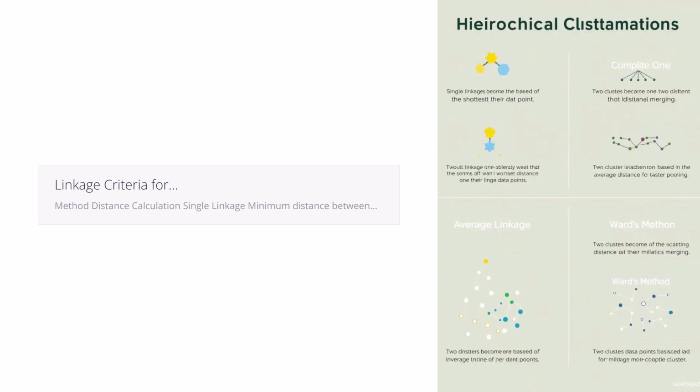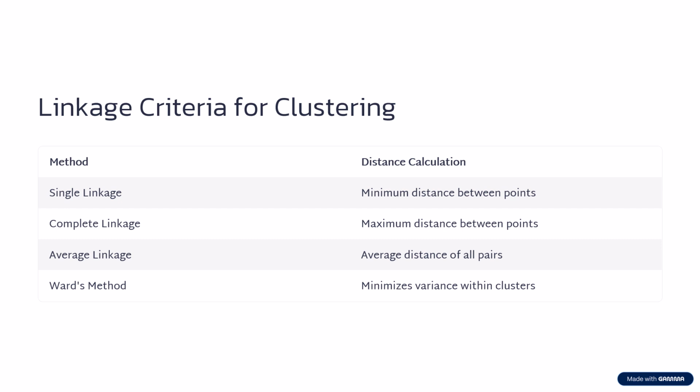Next, we understand the linkage criteria for clustering. Linkage criteria are rules used to decide how to measure the distance between clusters when merging or splitting them in hierarchical clustering. They help determine which clusters should be joined next. There are four main types. We understand them one by one. First is single linkage. It measures the shortest distance between any two points in the clusters. It merges clusters based on their closest points.